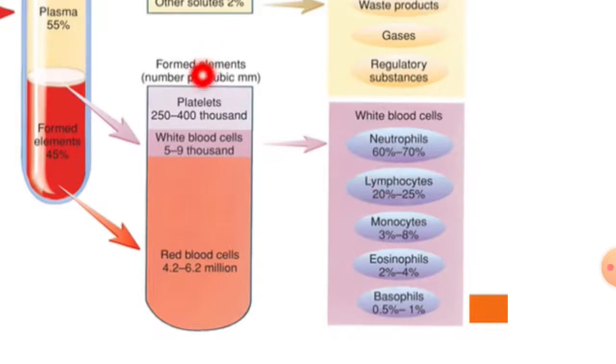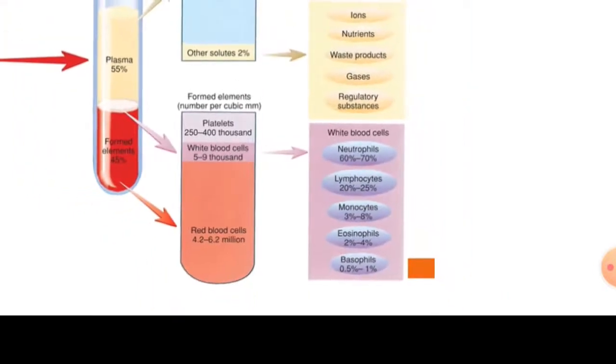At last, we have the platelets, which are important in hemostasis, or stoppage of bleeding. These are the main constituents of the blood.